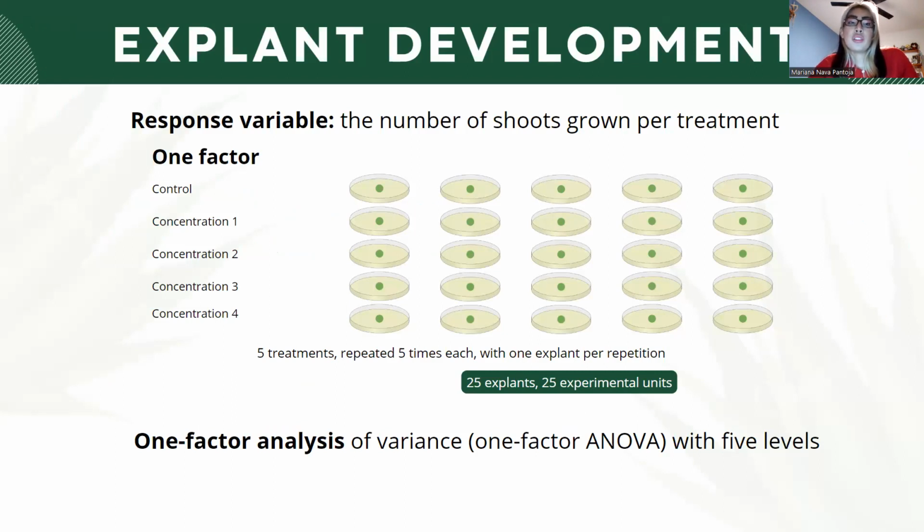We're going to have our control and 4 different concentrations. We're going to have 5 treatments in total, repeated 5 times each, with 1 explant per repetition. And we will perform a 1-factor analysis of variance, 1-factor ANOVA, with 5 different levels.